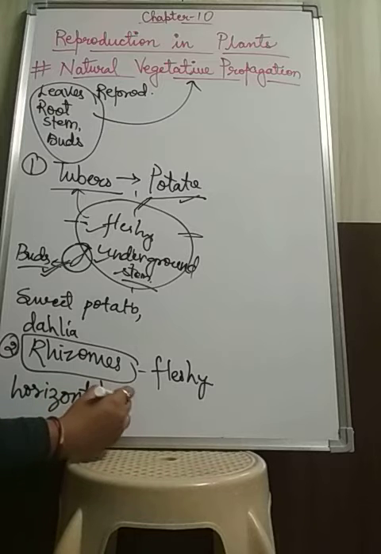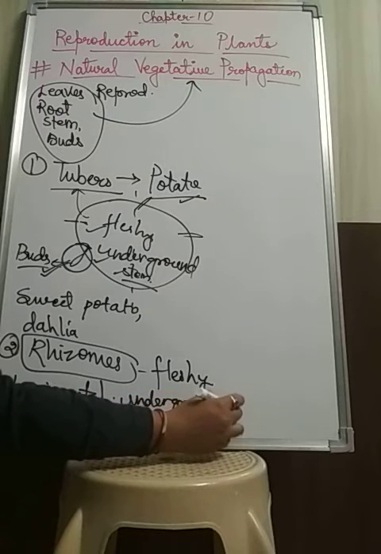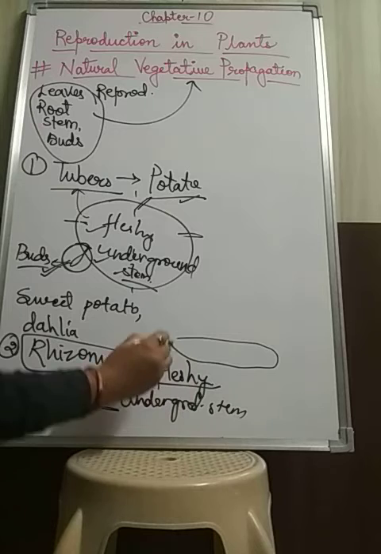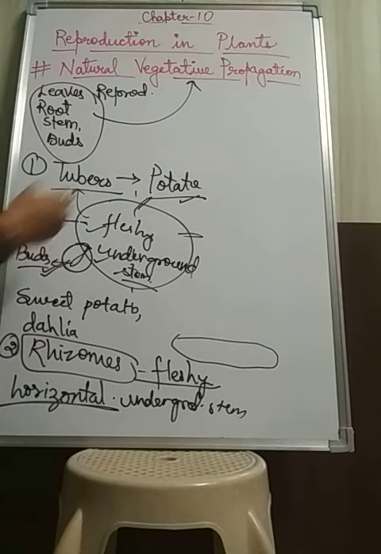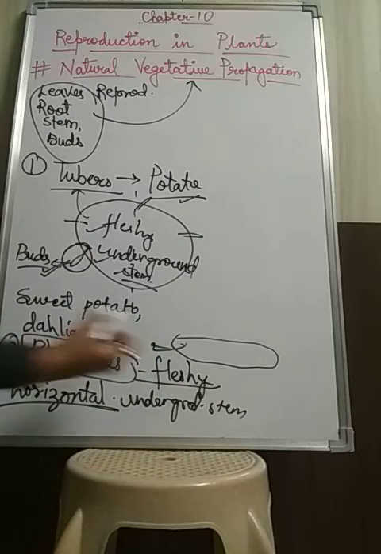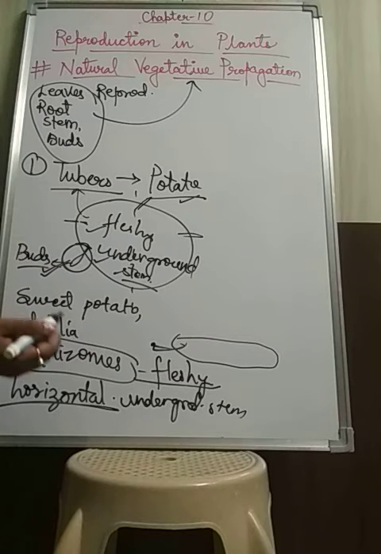Horizontal underground stem. Fleshy again, like potato, but they are horizontal. Horizontal means in this way. Tubers are circular or oval in shape, but these rhizomes are horizontal underground stems. They are also capable of producing roots and shoots, and then they can give rise to a new plant under favorable conditions.